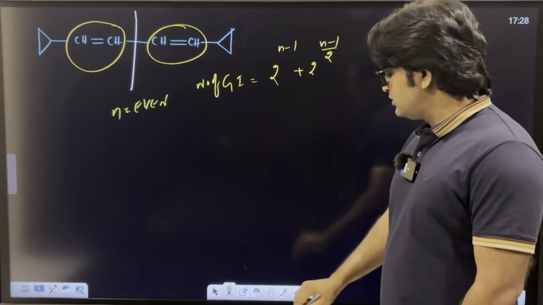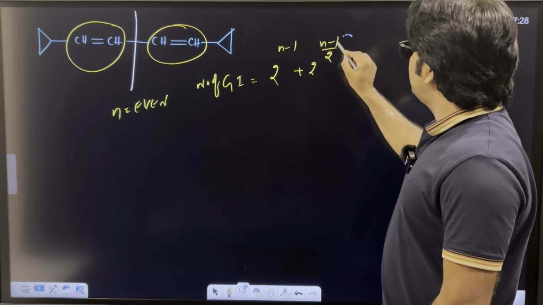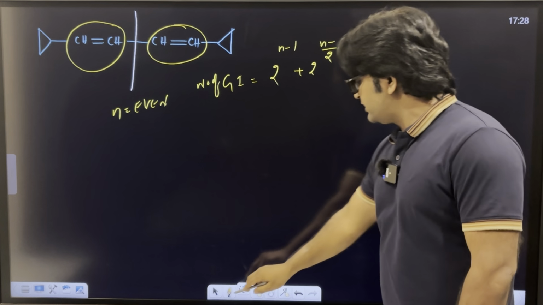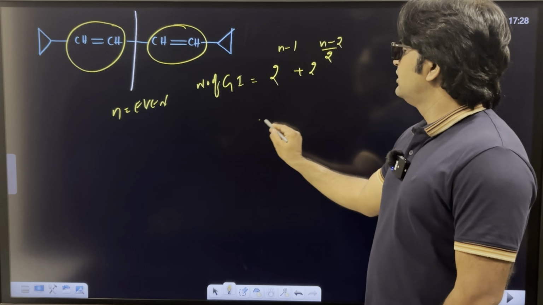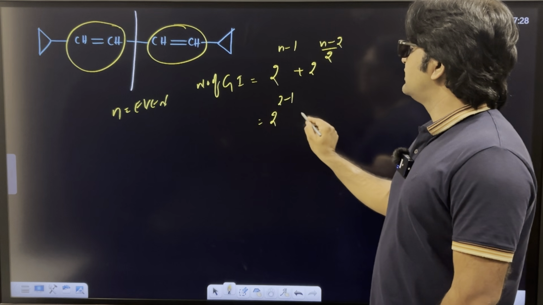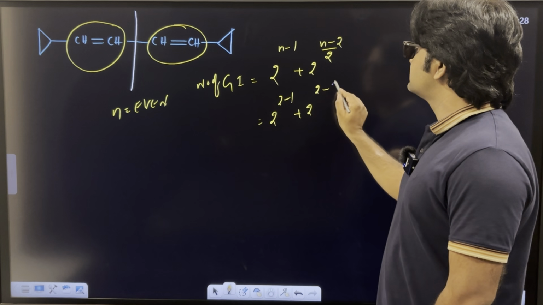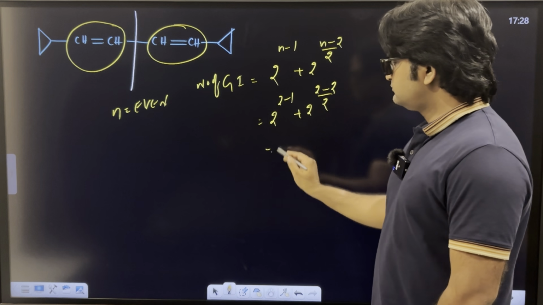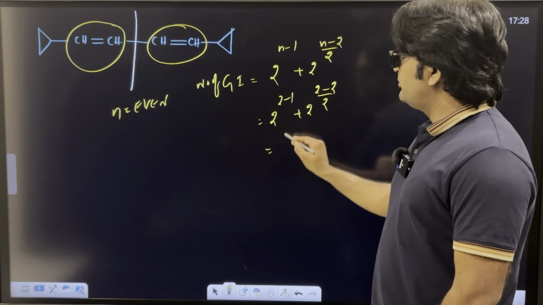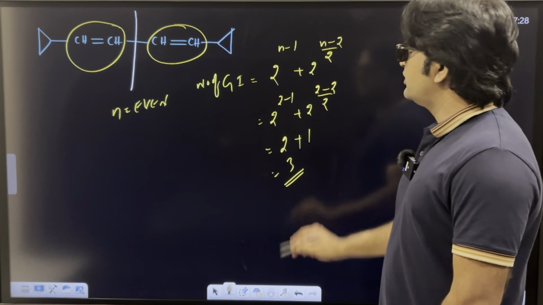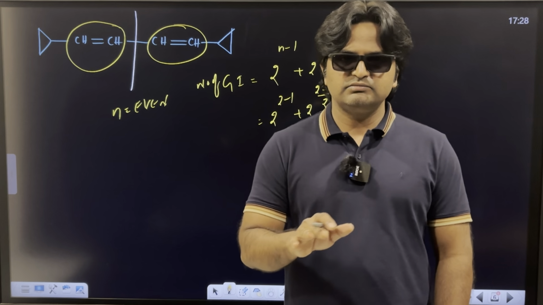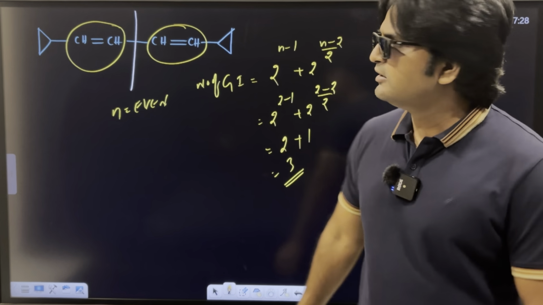Is it correct? No. Because for even segments, what you are getting? N minus 2. Okay, right. 2 to the power of 2 minus 1 plus 2 to the power of 2 minus 2 by 2. Okay, right. So 2 to the power of 1 means 2, plus 2 power 0 means 1. What are the total number of geometrical isomers? 3. So that is the way of applying the formula, right? Yeah, come to the next example.